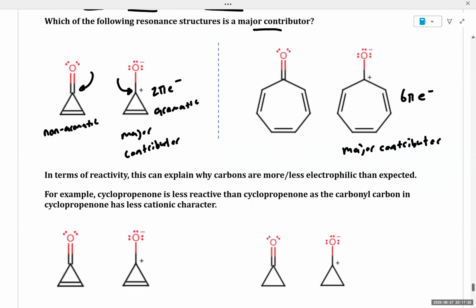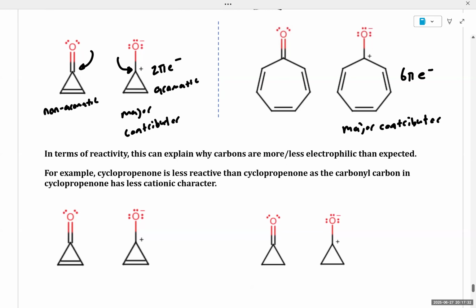Now, how does this come up in terms of observable reactivity? This can explain why carbons are more or less electrophilic than expected. For example, cyclopropanone is less reactive than cyclopropenone, as the carbonyl carbon in cyclopropenone has less cationic character.